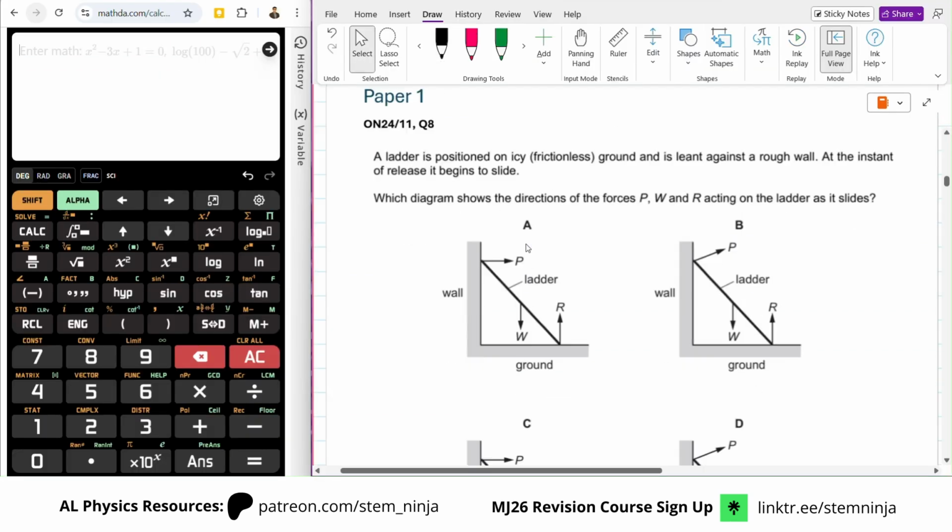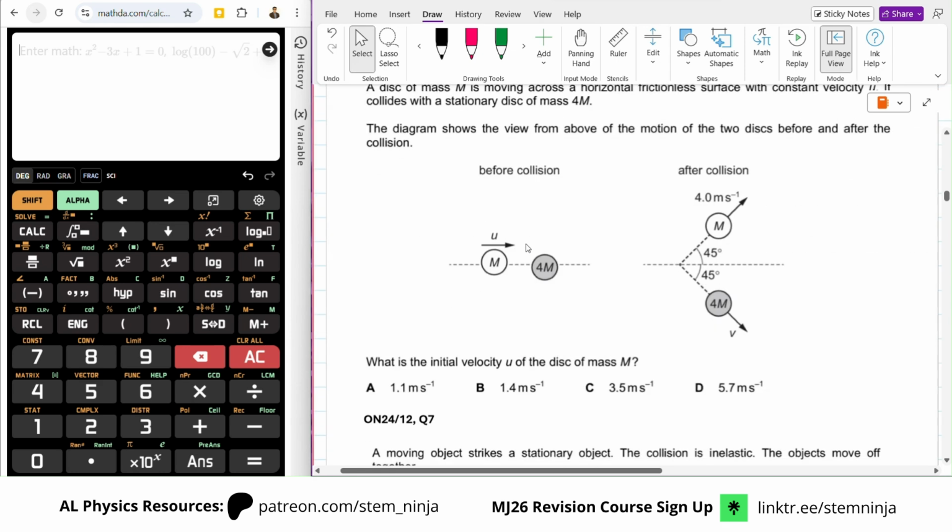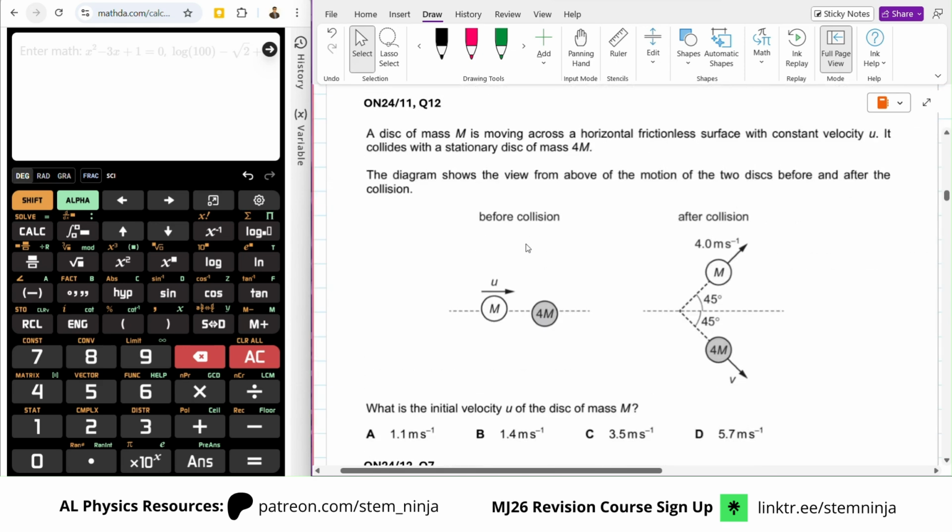All right, so let's see questions. Okay. A disk of mass m is moving across a frictionless surface with constant velocity u. It collides with a stationary disk of mass 4m. The diagram shows the view from above of the motion of two disks before and after the collision. What is the initial velocity u of the disk of mass m?